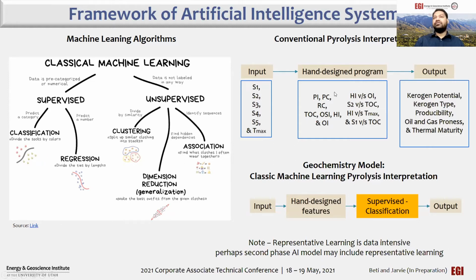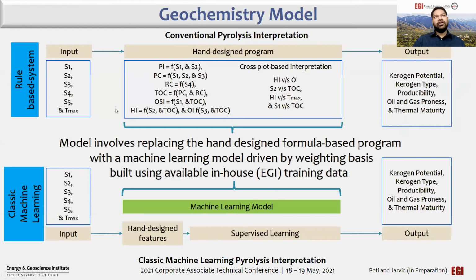What this is, is a subjective interpretation, and each geochemist has a different subjective interpretation. The standard by and large would be the same, but each company would have different reference points to refer to. So what we have done is replaced this hand designed program with a supervised classification model. The geochemists usually attain the secondary variables by using the primary variables, and then come up with cross plots, and then use the cross plots to come up with the interpretation.